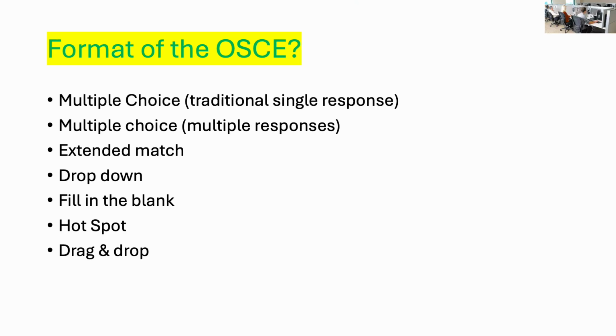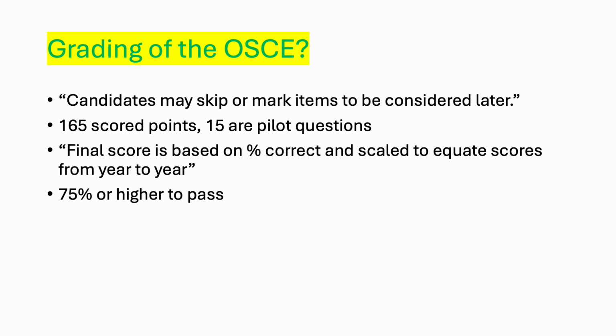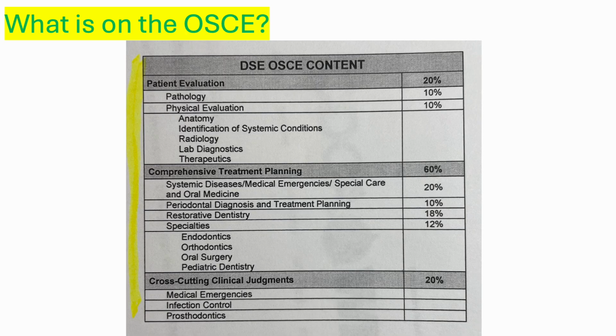The format of the exam includes multiple choice questions, either single response or multiple responses, extended match, drop down, fill in the blank, hot spot, and drag and drop. When you take the exam, you can skip or mark items to be considered later. There are 165 scored points and 15 are pilot questions. The final score is based on the percent correct and scaled to equate scores from year to year. You need a 75% or higher to pass.